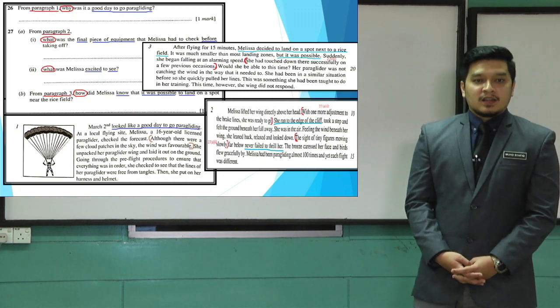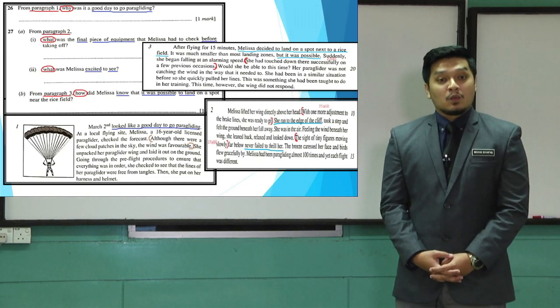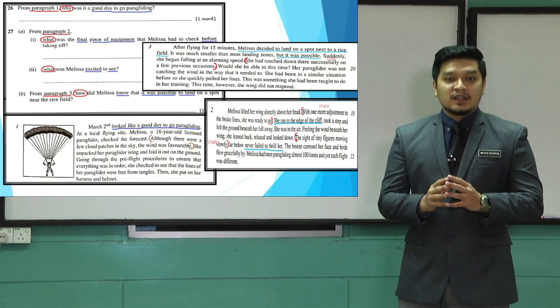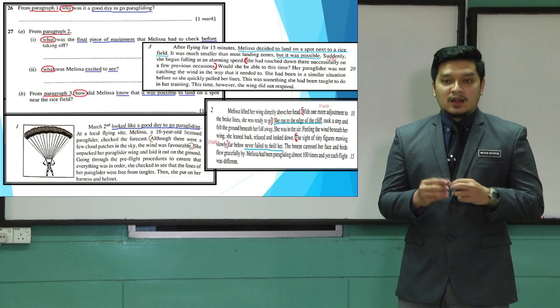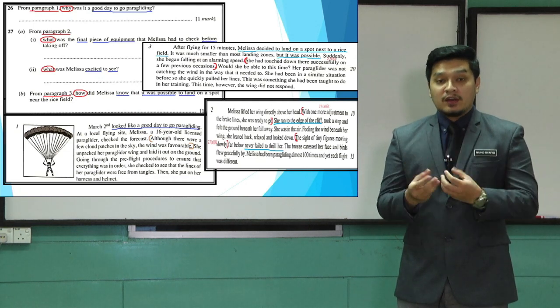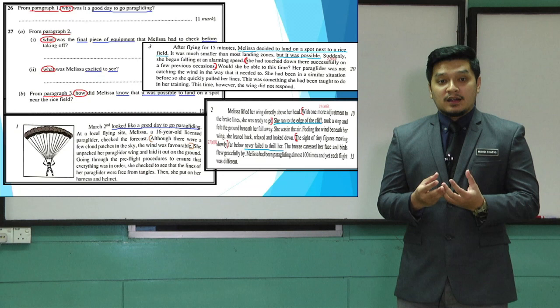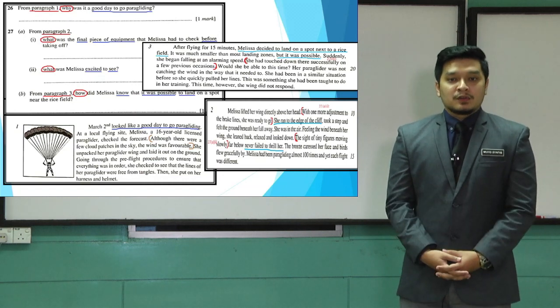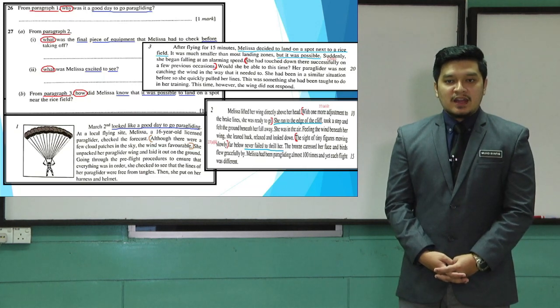Right? Next question, 27A2. What was Melissa excited to see? Again, the WH question here is what? So we need to look for an object or a subject that Melissa felt very excited when she saw it. Alright? So let's have a look in paragraph 2. She ran to the edge of the cliff, took a step and felt the ground beneath her fall away. She was in the air. Okay, there's nothing about seeing something there.